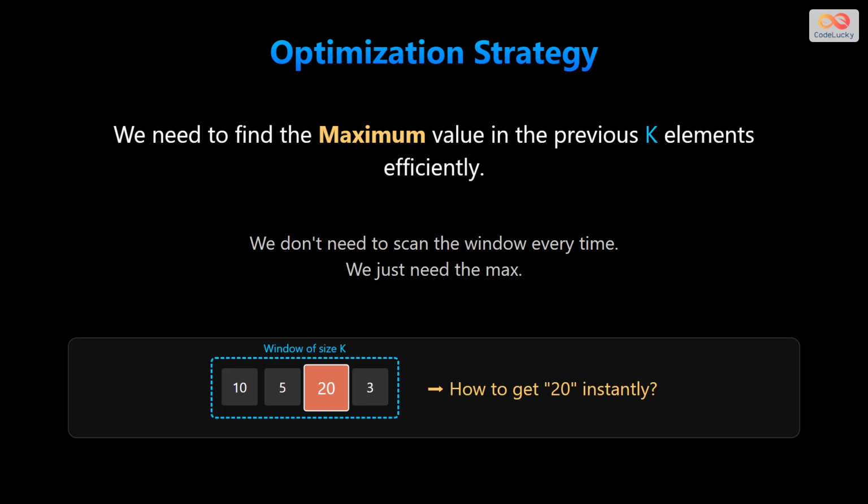So, how do we fix this? The bottleneck is finding the maximum value in that window of size k. We do not need to scan the window every single time. We just need an efficient way to query the maximum.